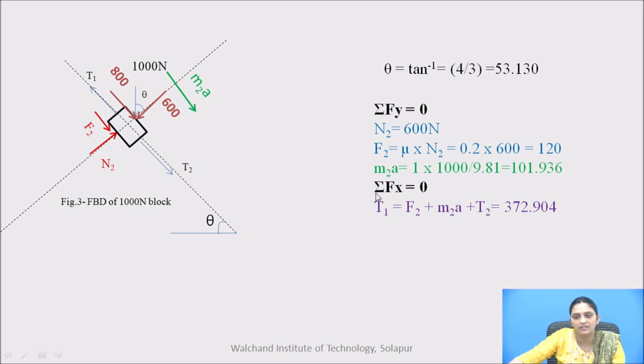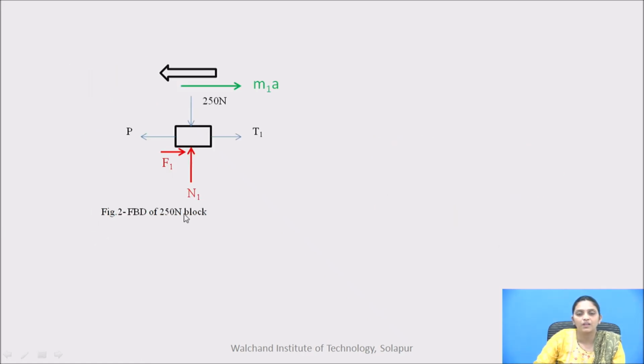Now go for the second equilibrium equation. Before that, find out the MA force. So MA is M2 into A. M2 is 1000 divided by 9.81 and 1 is the acceleration. So it is 101.936. Now use summation Fx because all the forces in x direction are now known to us except T1. So T1 is equal to T2 plus MA plus F2. So you put all the values of F2, M2A and T2 here and determine T1. So we'll get T1 as 372.904.